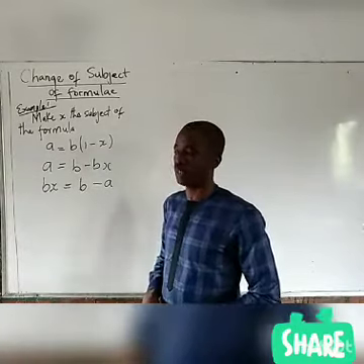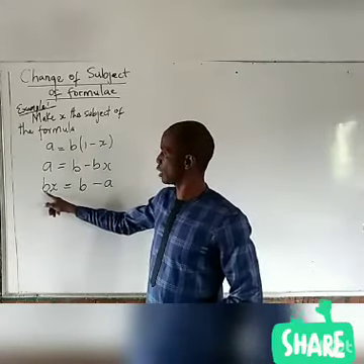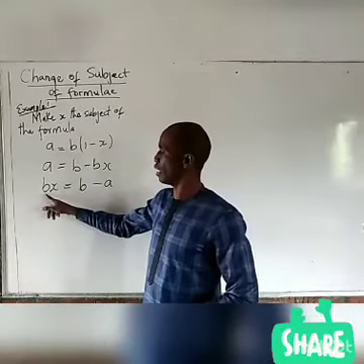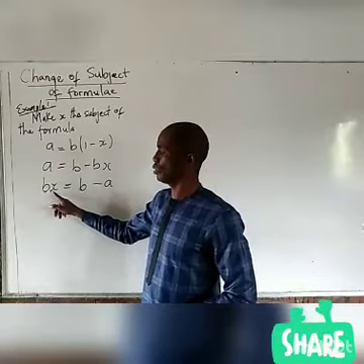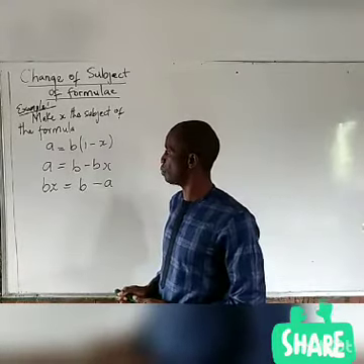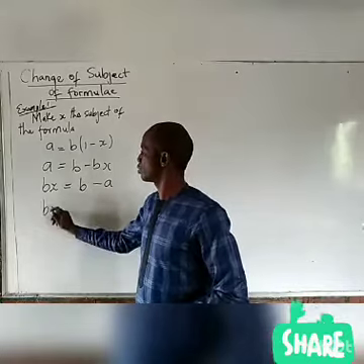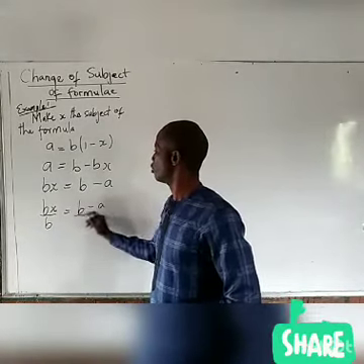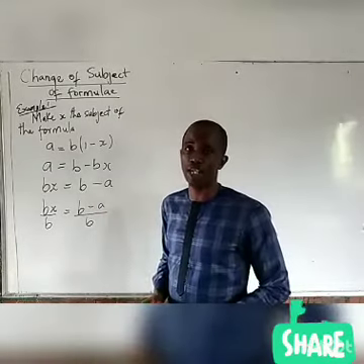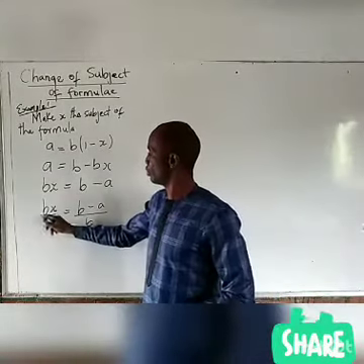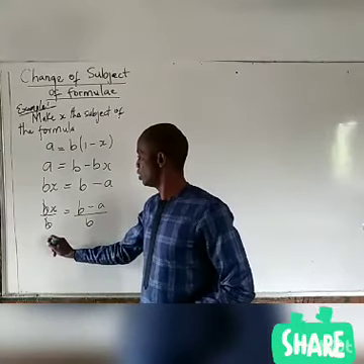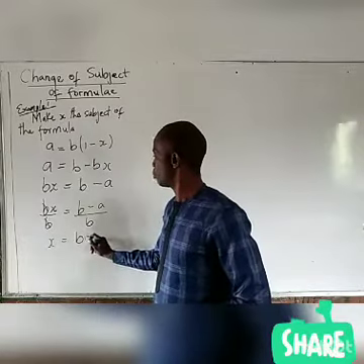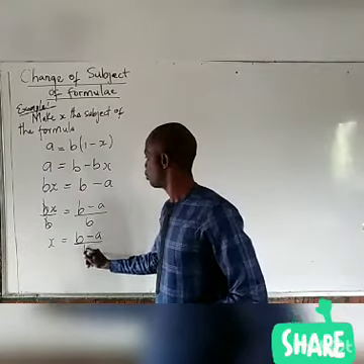Now for us to remove the b, because this is b times x, we are going to be dividing by the coefficient of the x. Anytime it is times, you divide. So if you divide both sides by b, we'll be having bx over b equals b minus a over b. We have divided both sides by b. So here now, the b goes, remaining only x here. So our final answer will be x equals b minus a all over b.